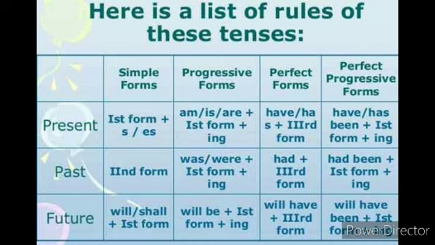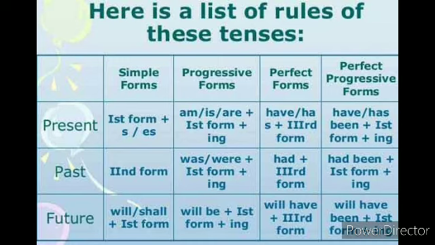Perfect progressive forms, it means perfect continuous forms. Here also, first form of verb plus ing is common. The difference lies in the use of helping verb: have and has been in case of present perfect continuous, had been in case of past perfect continuous, and will have been or shall have been in case of future perfect continuous tense. But here also we can see that first form of verb plus ing is common, be it present, past or future.